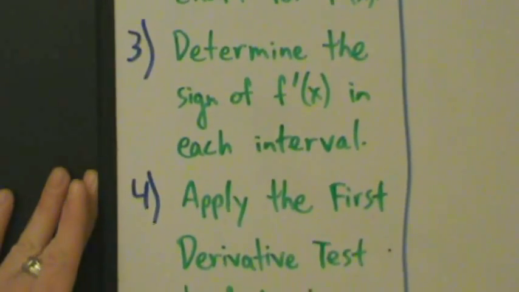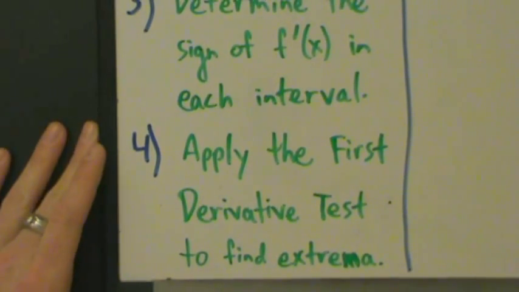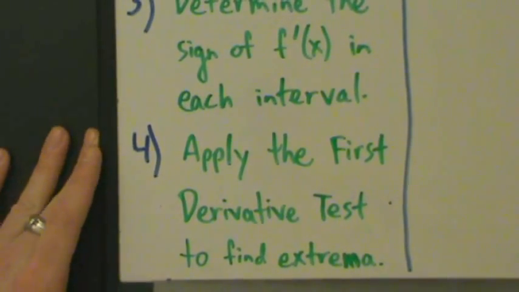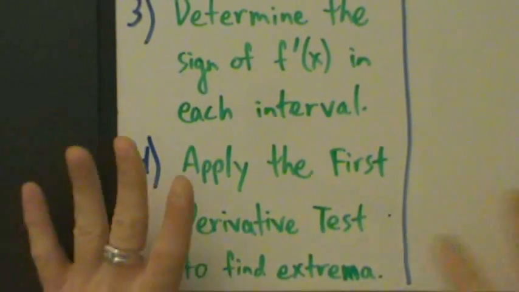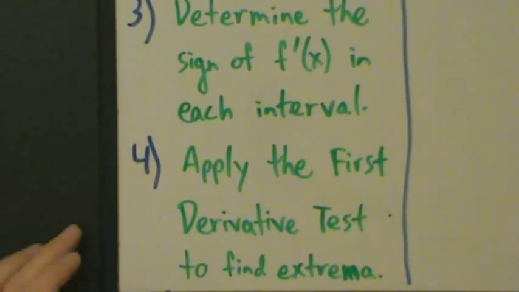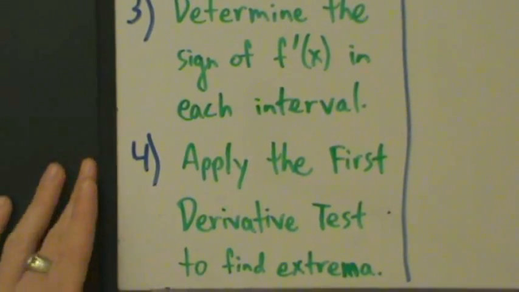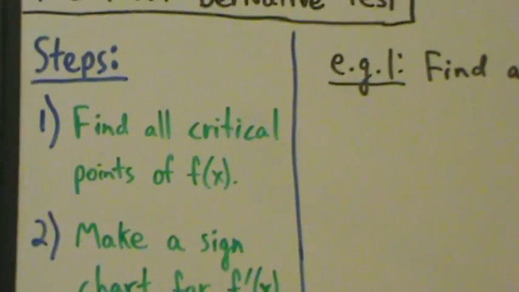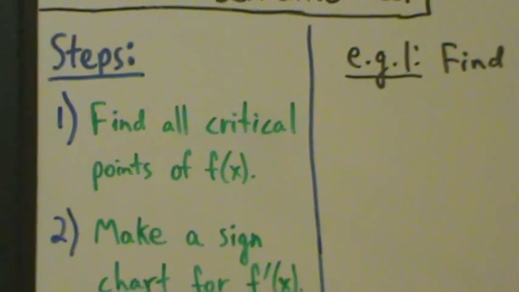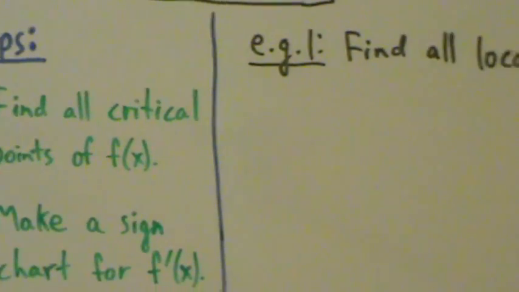And then step 4, apply the first derivative test to find the extrema. Once you've gone through these 3 steps, you just apply the first derivative test that we talked about in the last video to find your extrema. Remember, extrema is just a fancy word for mins and maxes. All right, let's see an example here. As we do the example, we'll refer back to these steps to see how the process works.